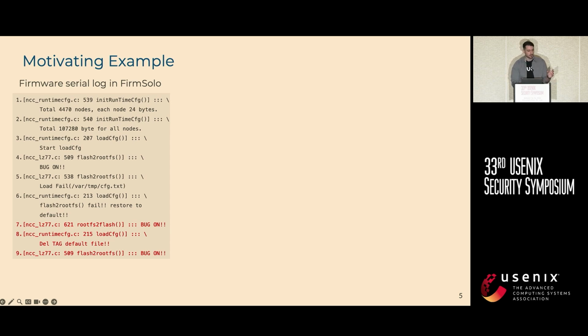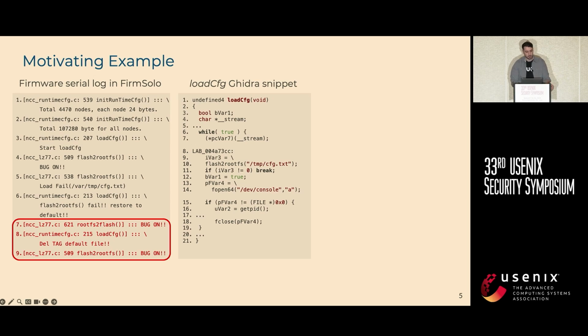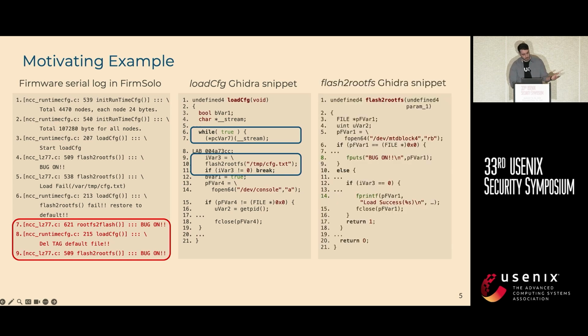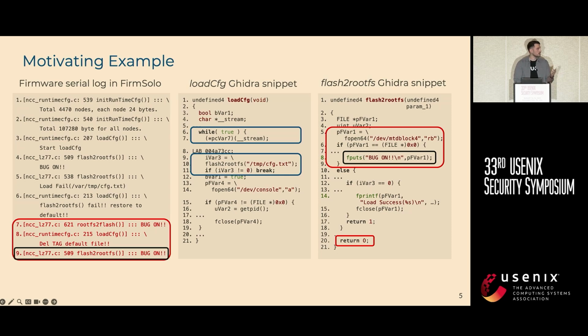So here's the serial log of a firmware that is emulated within FirmSolo. And at some point during the execution of the firmware, it starts printing error messages which actually continue on indefinitely. So what exactly happens? Well, the firmware at some point will enter an infinite while loop, which will exit only if the flush_rootfs function returns a non-zero value. Now, the flush_rootfs function accesses an MTD block character device, and if the access is invalid, then the firmware will print an error message and will return a zero value, which will make the execution remain within the infinite while loop.